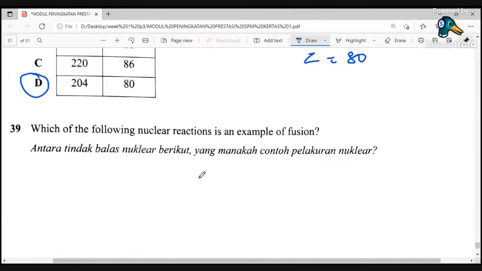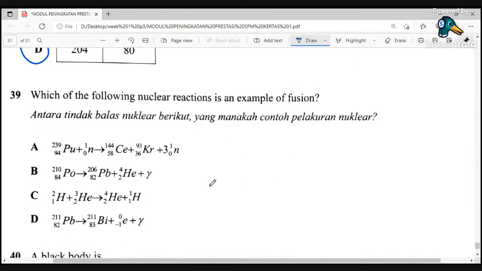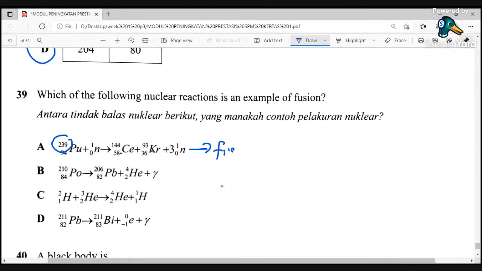Number 39, which of the following nuclear reactions is an example of fusion? Fusion means lighter nuclei combine to form one heavier nucleus. Okay, yang mana akan menunjukkan itu? Kalau you tengok yang pertama, ini one larger nucleus split to two smaller. Ini kita panggil fission, pembelahan nukleus. Okay, ini pun sama. Ini decay biasa saja, alpha decay atau gamma decay.